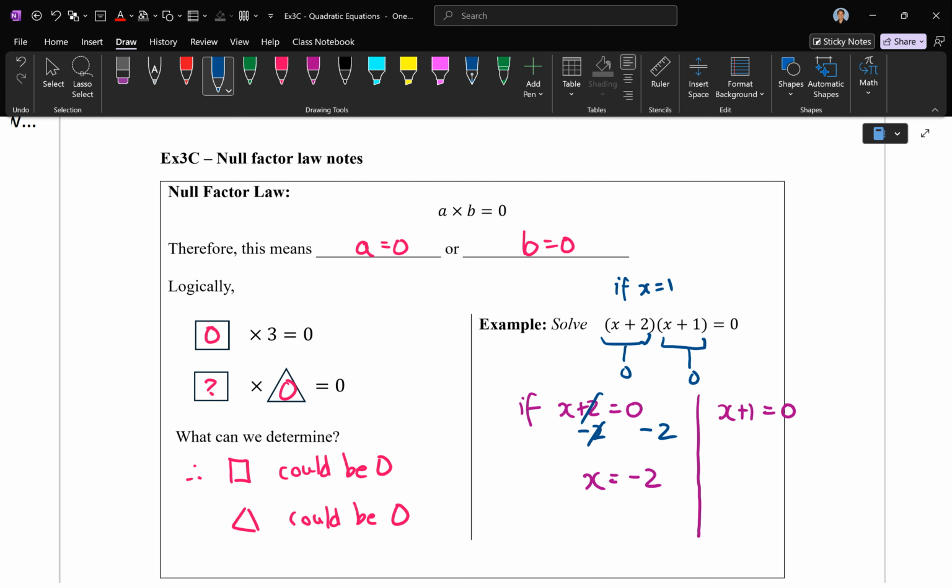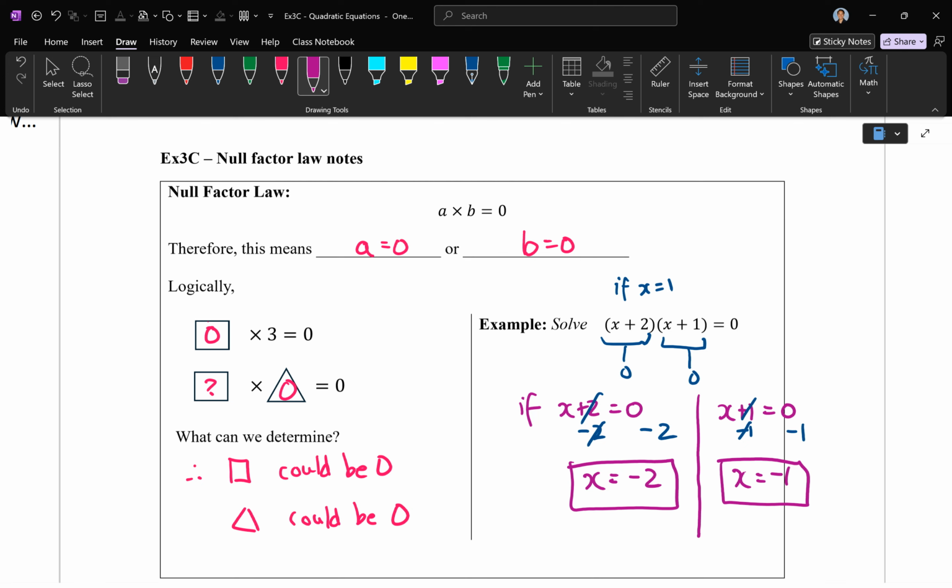Very good. Again, that's a plus 1. So if I minus 1 on both sides, balancing the equation, 1 take away 1 cancels out. I get x is equal to 0 take away 1, negative 1. These are both two possible answers that if you put them back into the brackets, the result should be 0.